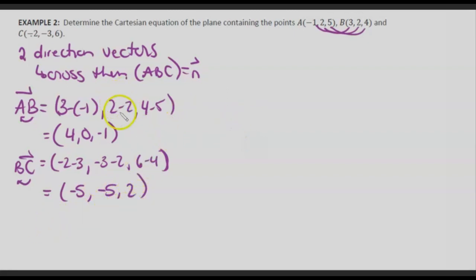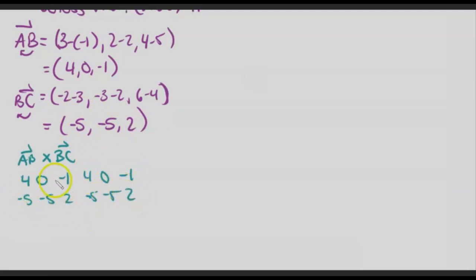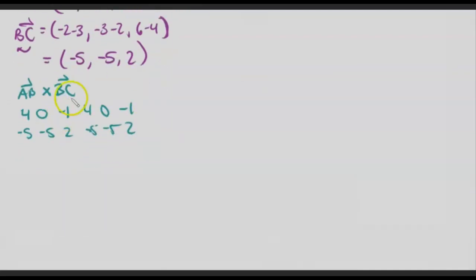Okay, now that we have 2 direction vectors, what we want to do is find the cross product. Okay, so I'm going to go down here. We're going to do vector AB cross vector BC. So we're going to list them both twice, 4, 0, -1, 4, 0, -1. And then -5, -5, 2, -5, -5, 2.